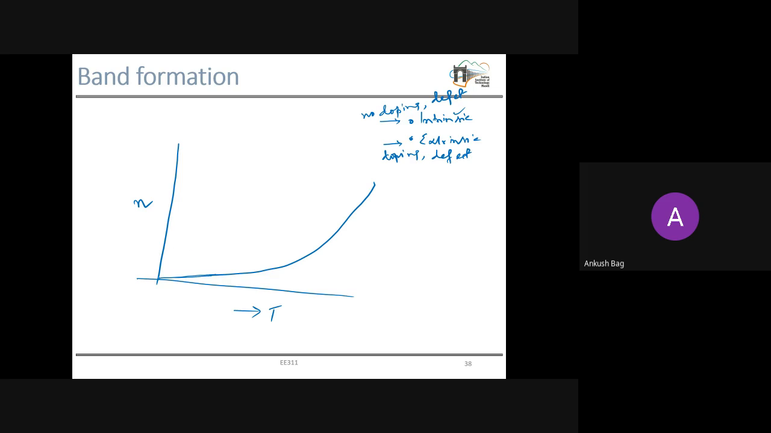Now in case of extrinsic, what will happen? It will take this kind of graph, which is tilted. First it will keep on increasing, then it will be flat. That means the carrier concentration will remain constant. After some time, once again, it will follow the intrinsic behavior. So this is in case of extrinsic semiconductor, and this is in case of intrinsic semiconductor. So this is how the carrier concentration will change with the temperature.